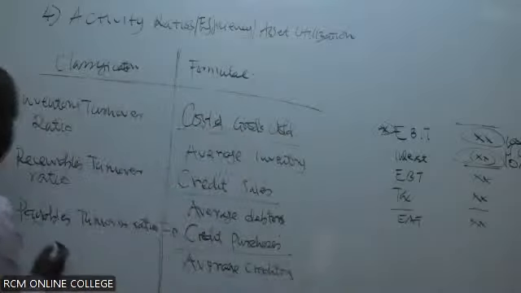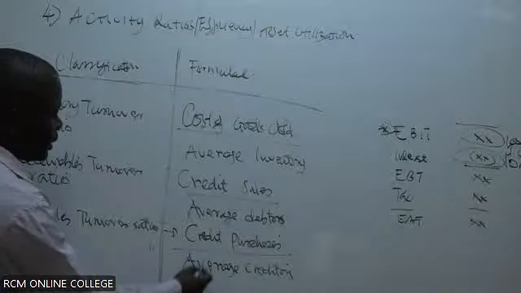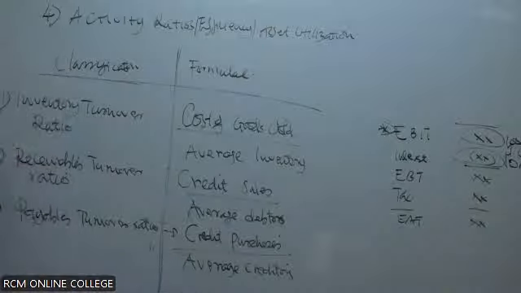Remember, payables are the same as what? Creditors. Receivables are the same as what? Debtors. So this one will arise when you purchase on credit. So we'll take the credit purchases, you divide by the average creditors. So what does it indicate?